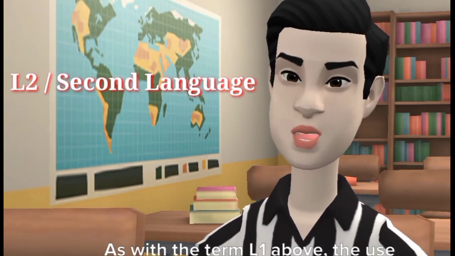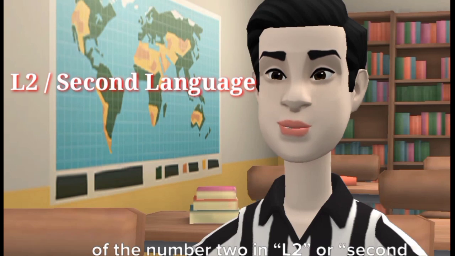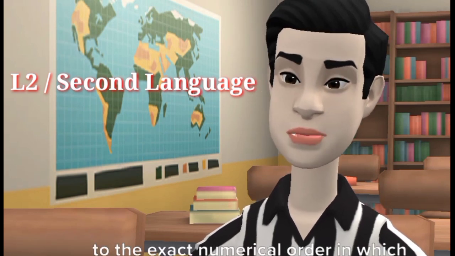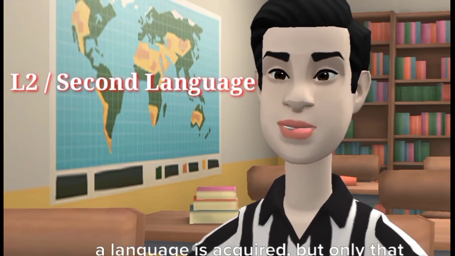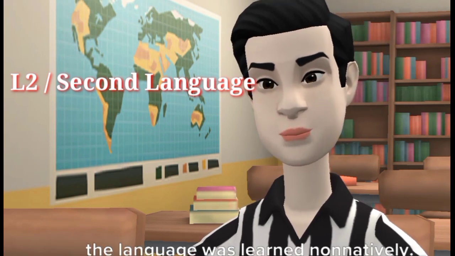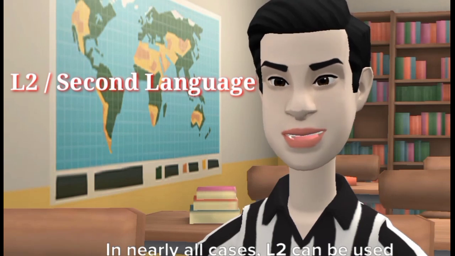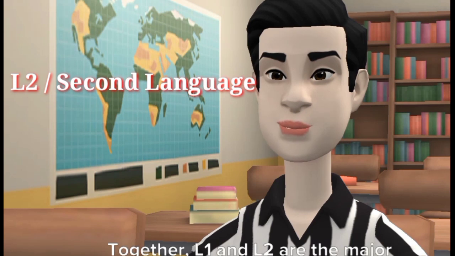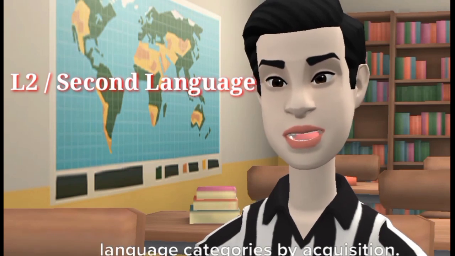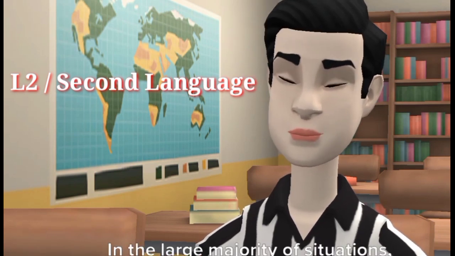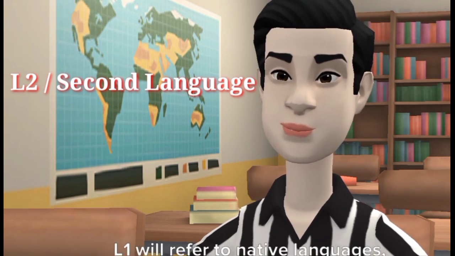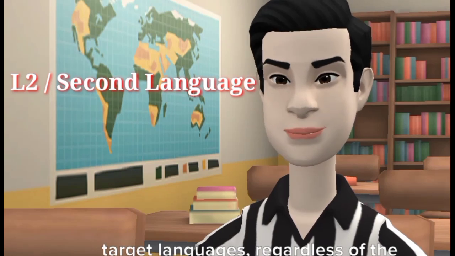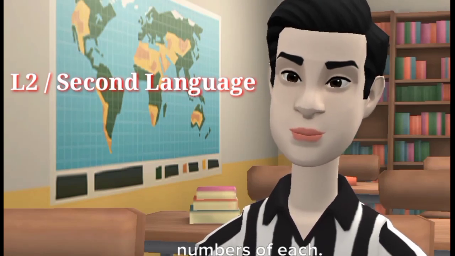As with the term L1 above, the use of the number 2 in L2, or second language, does not necessarily refer to the exact numerical order in which a language is acquired, but only that the language was learned non-natively. In nearly all cases, L2 can be used to refer to any number of languages learned after puberty. Together, L1 and L2 are the major language categories by acquisition. In the large majority of situations, L1 will refer to native languages, while L2 will refer to non-native or target languages, regardless of the numbers of each.